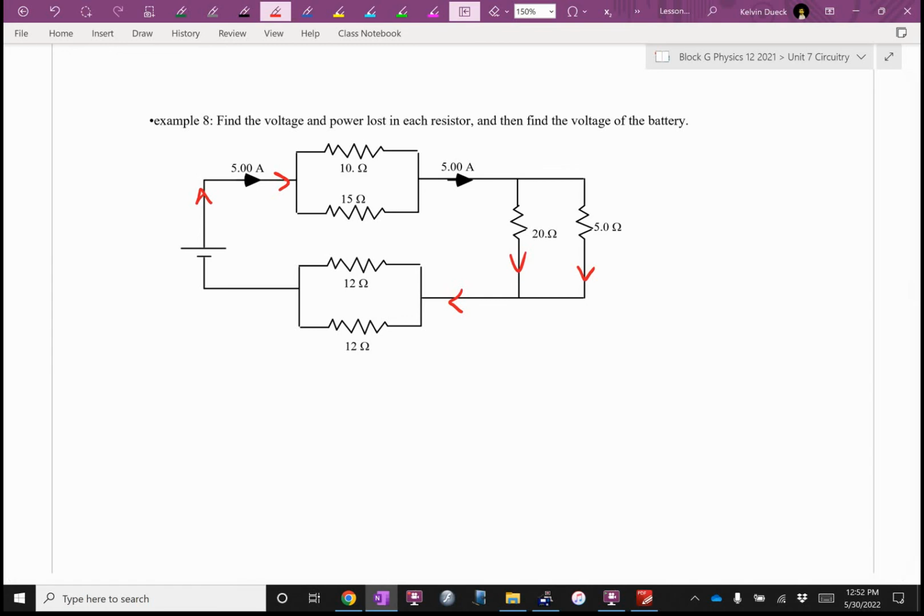Now, we need to notice these two are in parallel with each other. I'll combine them. These two are in parallel with each other. I'll combine them. These two are in parallel with each other. I'll combine them. But I won't go combining all six, they're not all in parallel with each other. So here, I'm going to go 1 over R parallel equals 1 over 10 plus 1 over 15. And then I'll take the reciprocal of that.